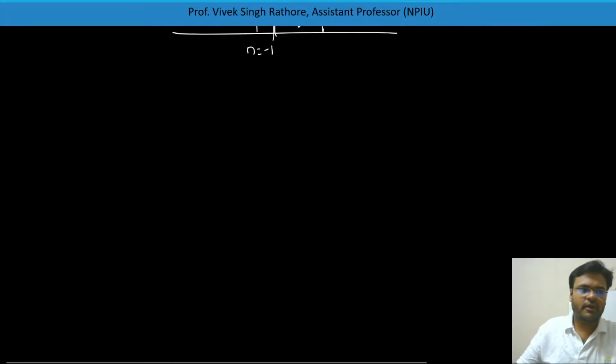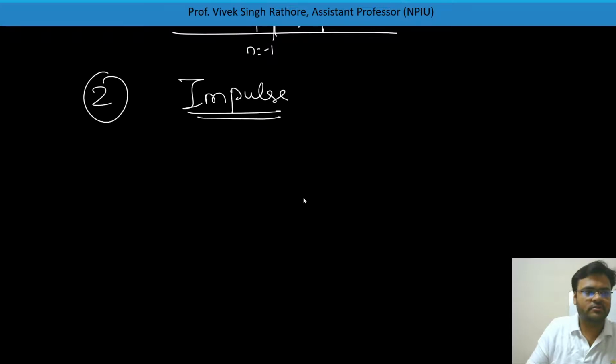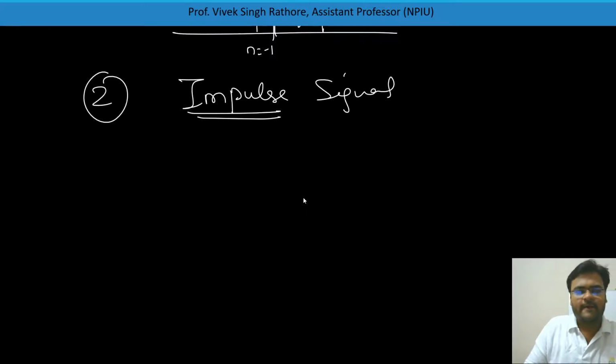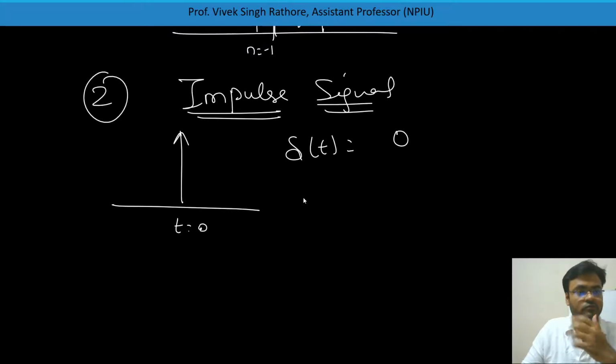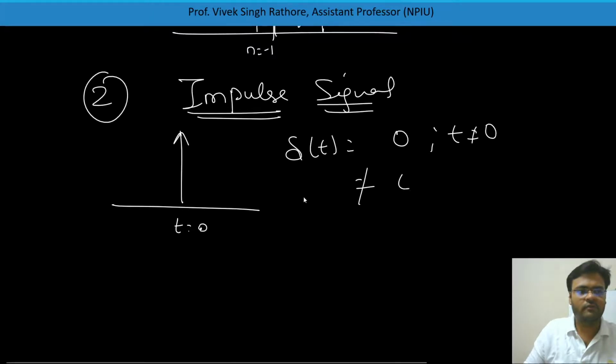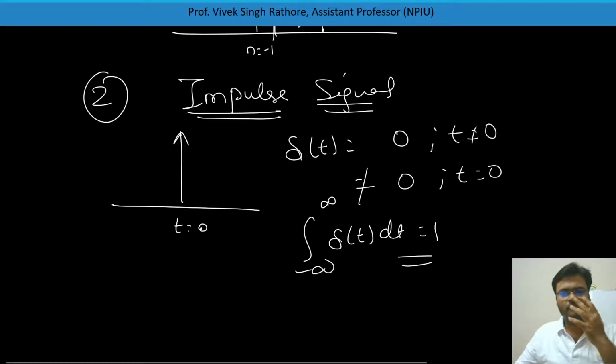Now the second signal, the impulse signal. In the time domain, we write delta t is equal to 0 for t not equal to 0, and not equal to 0 for t equal to 0, and the integral from minus infinity to infinity of delta t dt is equal to 1. This we have remembered from the time domain.